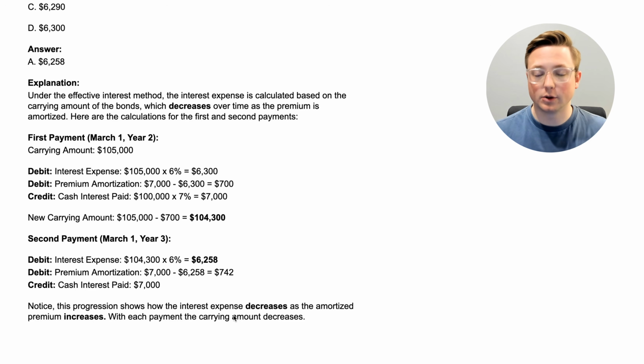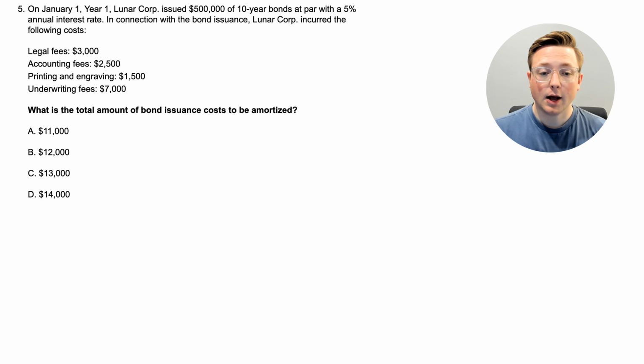Now let's go to one more question, question 5. All right, here we are at question 5. What is the total amount of bond issuance costs to be amortized? Okay, so now we know just by reading that last part, we're dealing with something a little bit different than what we've been talking about before.